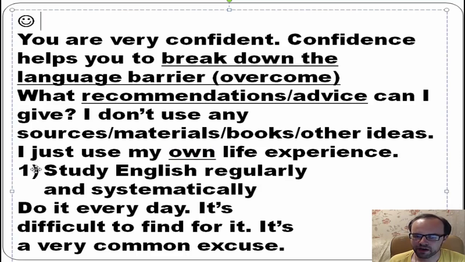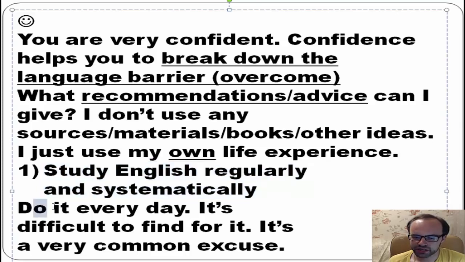So the first very important thing, study English regularly and systematically. What is regularly? It means that you study it, for example, every day for an hour or 2 hours, but you do it every day. What is systematically? It means that you have a program, you have a plan. Some students only read, some only study grammar, some only watch movies, but it isn't enough. You need to have a program. You need to read in English, listen a lot, watch English videos, write, and so on.